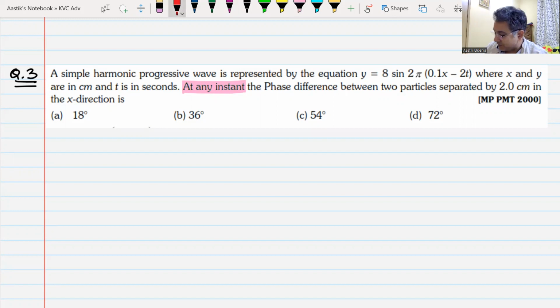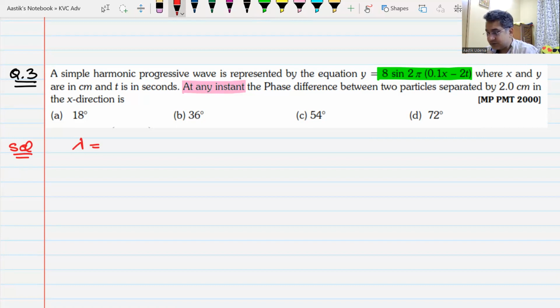Okay, so I'll tell you my way of doing it, by comparing this equation with the standard equation. You can find out what is the wavelength of this wave. Can anyone tell me what is the wavelength of this wave? That is what you have to do: compare it with the standard equation. The coefficient of x gives you the value of k, and k is 2 pi by lambda. From there you can get the value of lambda, and the value of lambda will be 10. Yes or no?